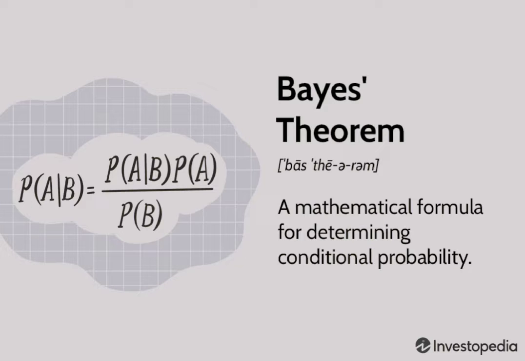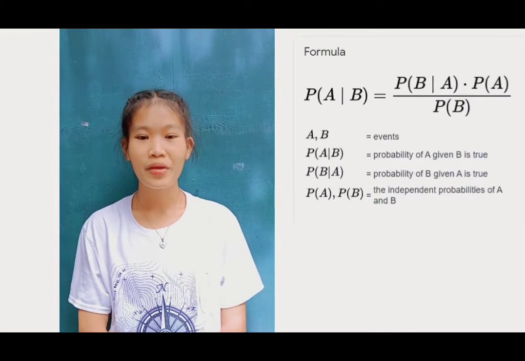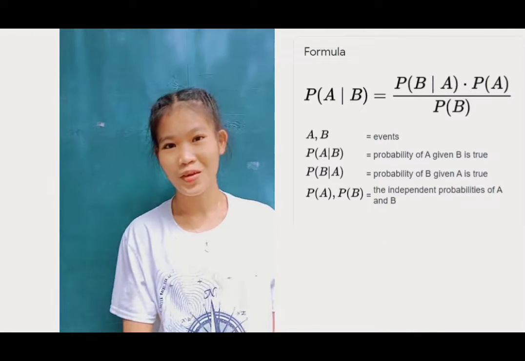Hello everyone, we will be giving some examples to solve about Bayes' theorem. It is a mathematical formula for determining conditional probability. I am Joanna Mimi Santelian. So first, I will be explaining the formula of Bayes' theorem.